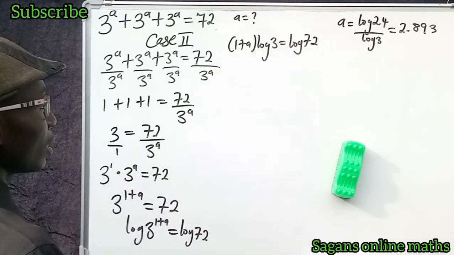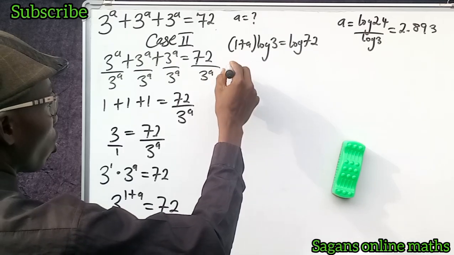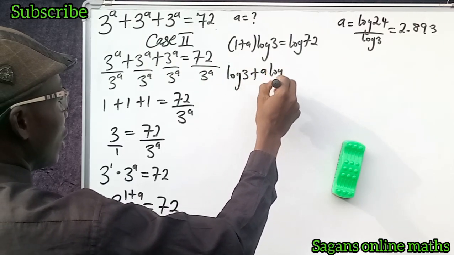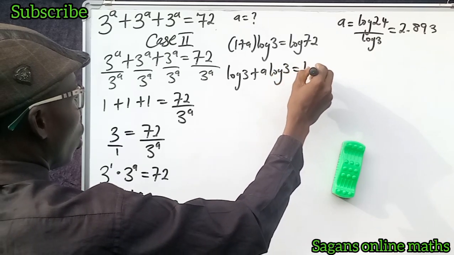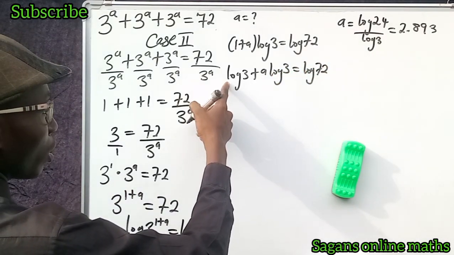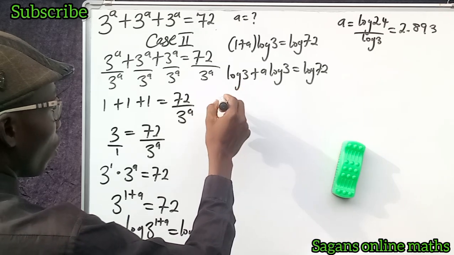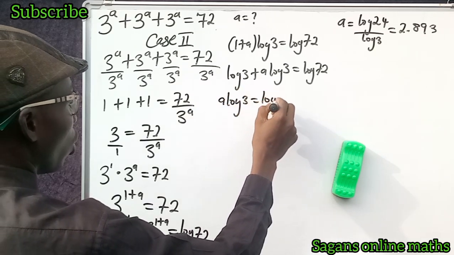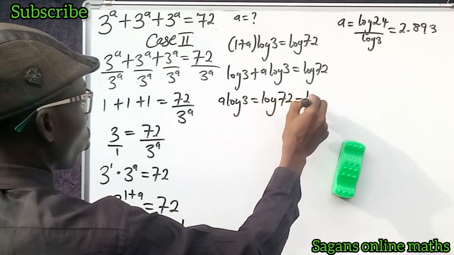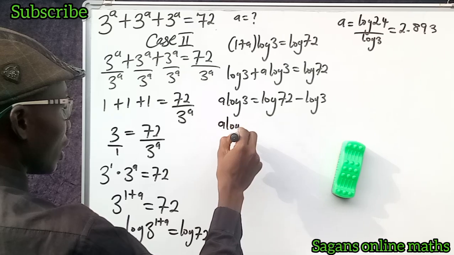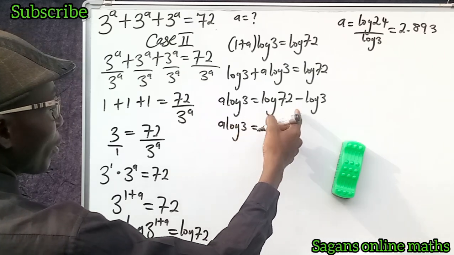Wow, this is amazing. So if you open this parenthesis, I want to have log 3 plus a multiplied by log 3 equals log 72. Let's subtract log 3 base 10 from both sides. We want to have a multiplied by log 3 is equal to log 72 minus log 3.